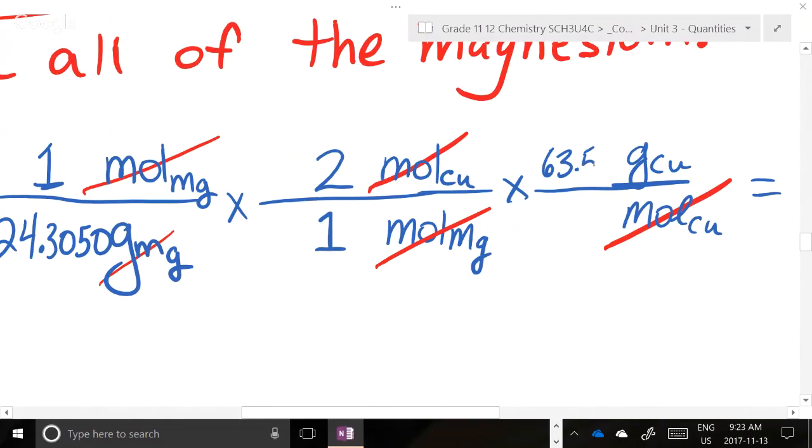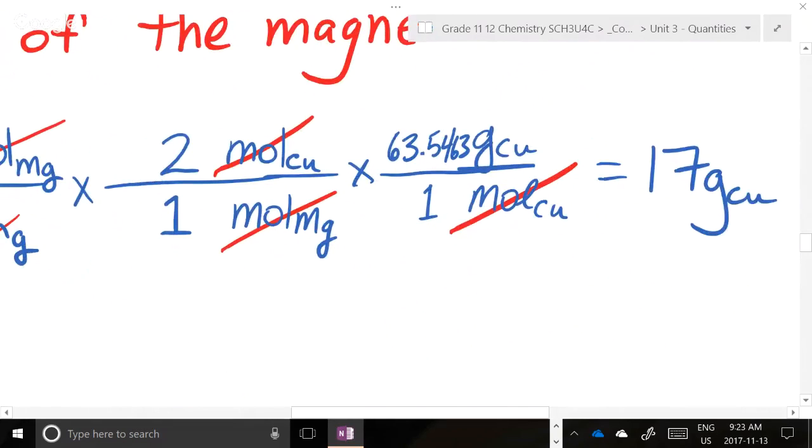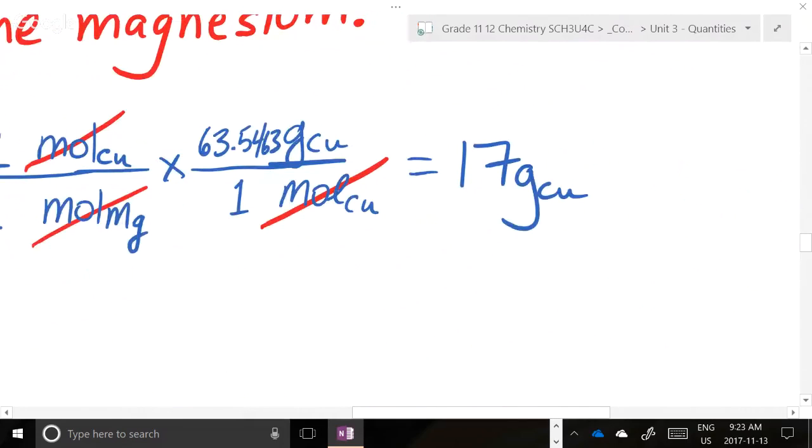63 point... Okay, and that is how many moles? 1. Always 1, right? That's what the periodic table tells us. That was a very quick one. I was like, don't mess with me, Orlando. Don't put a stupid number. Just say 1. Okay. And we get the answer 17.